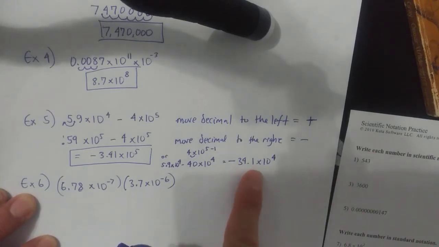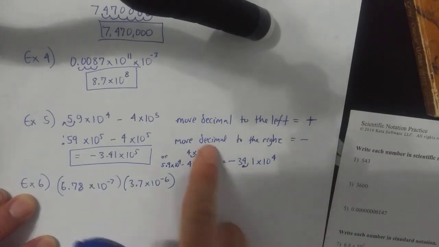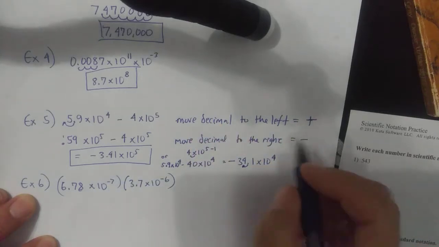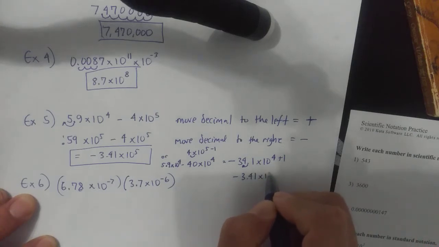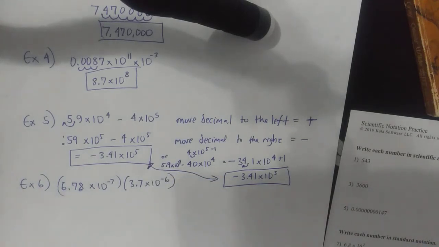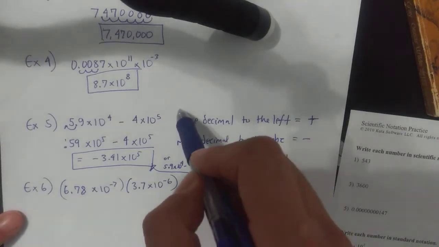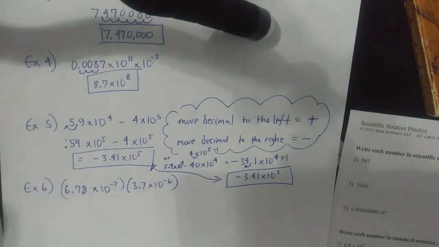So then, this is not scientific notation, so I gotta move it once to the left. So remember, if I move the decimal to the left, that's a positive, so plus 1. So I get negative 3.41 times 10 to the fifth. So they're equal. Thank goodness that worked out. So yeah, this moving decimal stuff is not super easy if you don't get it straight in your head. I think this is important to memorize or to write down at least. I'll put that on the notes.